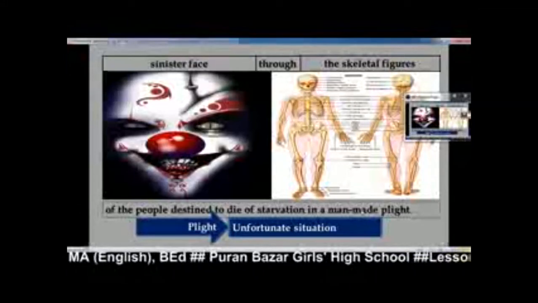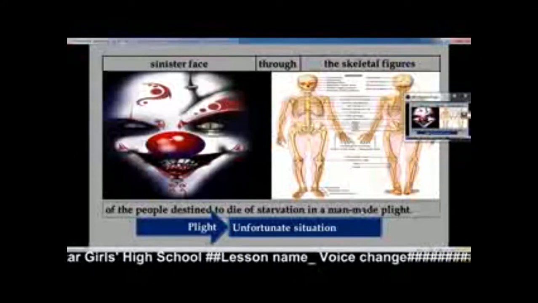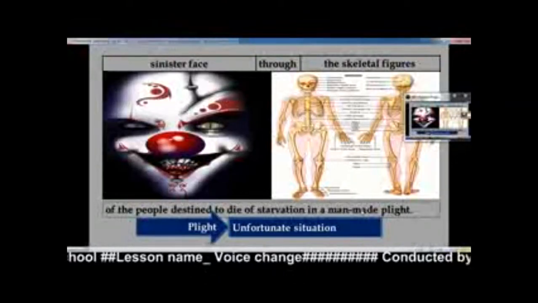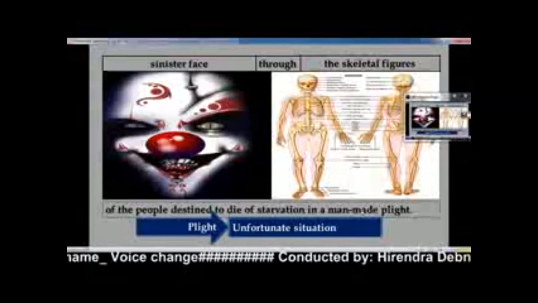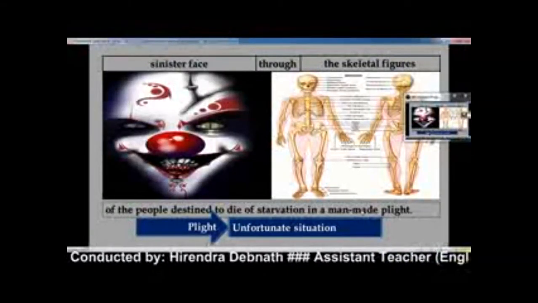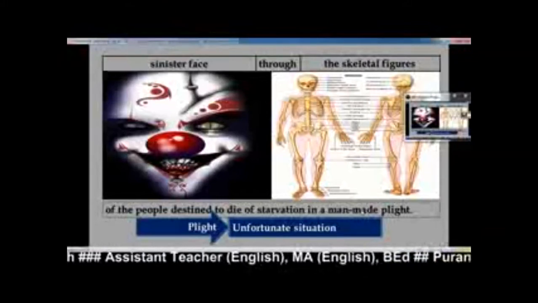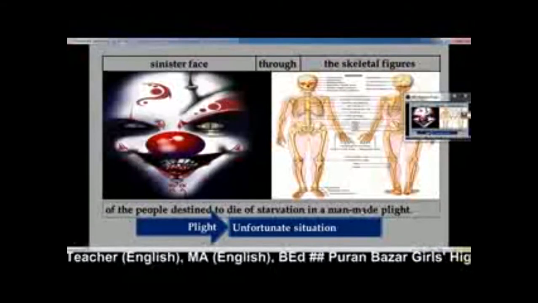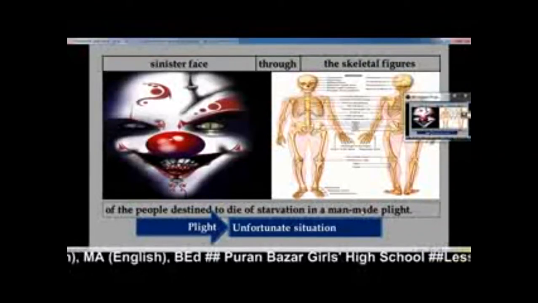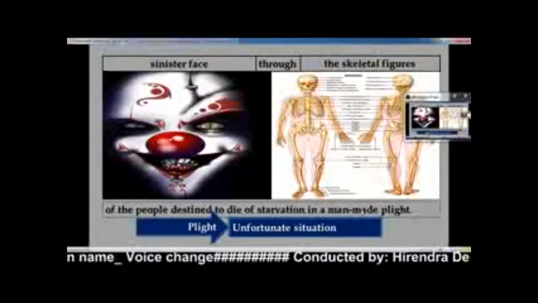Dear learners, it has been said here that Zainul represented the harsh famine through these famine cases and also portrayed, also depicted the sinister face, that means the evil face or harmful face, through the skeletal figures, through the structures of body of the people who are going to die because of starvation, because of unfortunate situation.